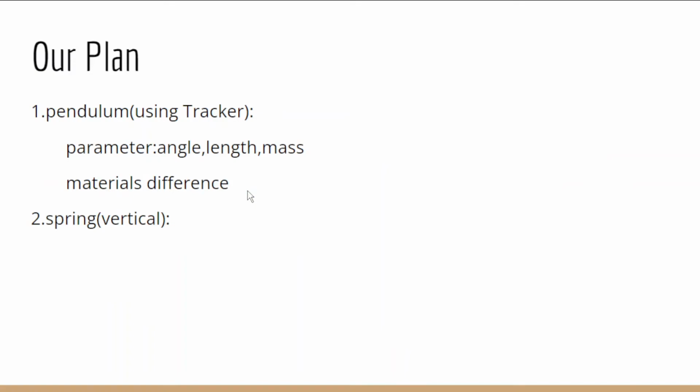Let's talk about our plan. Our plan includes two parts: one, pendulum, and two, spring. The parameters of the pendulum are angle, length, mass, and material differences.